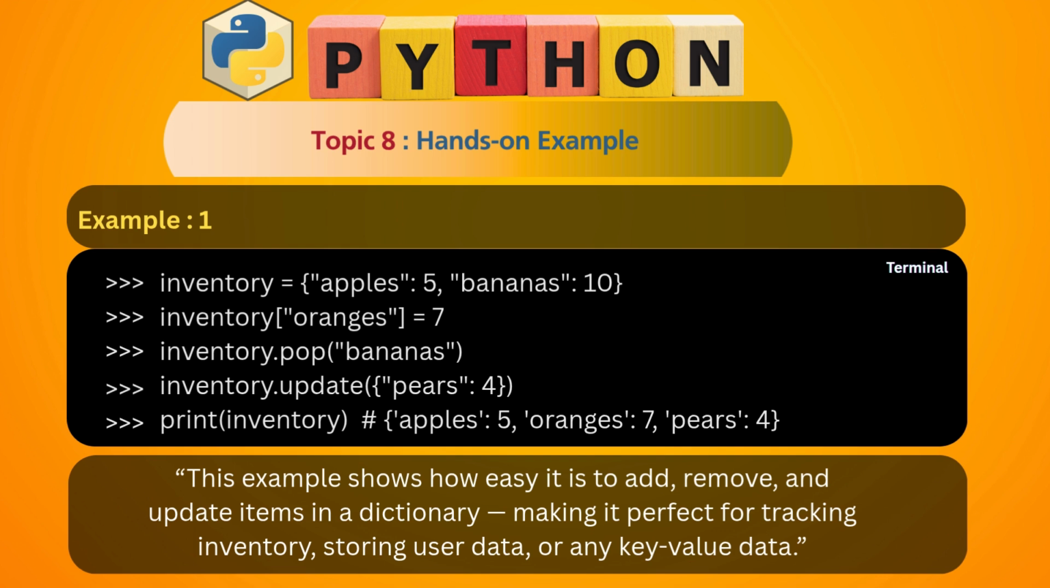Now in the fourth step you will see inventory dot update pears 4. It means pears: 4 will be added to the inventory. Now if you print inventory, you see apples 5 is there, oranges 7 is there, pears 4 also will be there. So the keys are apples, oranges, pears. Values are 5, 7 and 4. In this way we can add, remove, and update items in a dictionary.